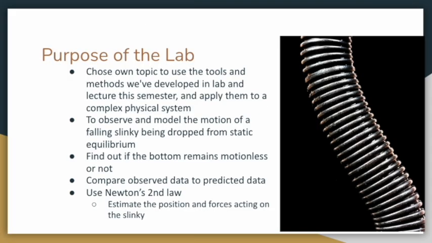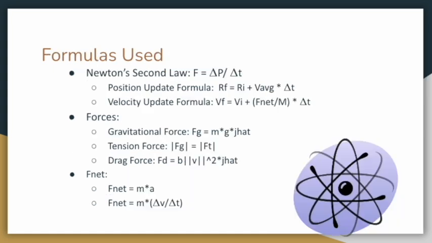The purpose of this lab was to choose your own topic to use the tools and methods that we've developed in lab and lecture this semester and apply them to a complex physical system. It was also to observe and model the motion of a falling slinky being dropped from static equilibrium. We wanted to find out if the bottom remains motionless or not. We compared the observed data to predicted data, and we used GlowScript code. We also utilized Newton's second law to estimate the position and forces acting on the slinky.